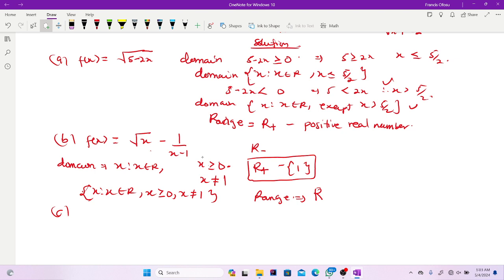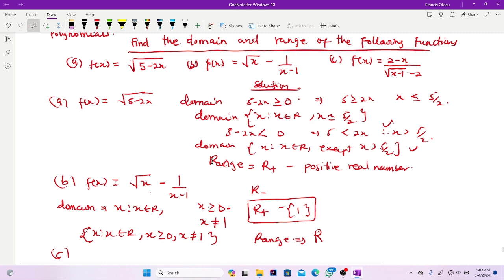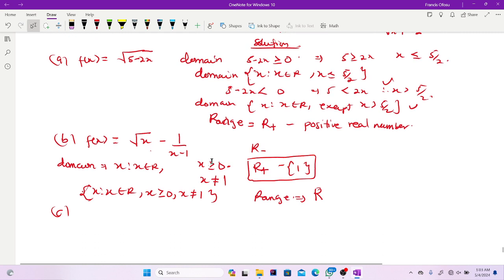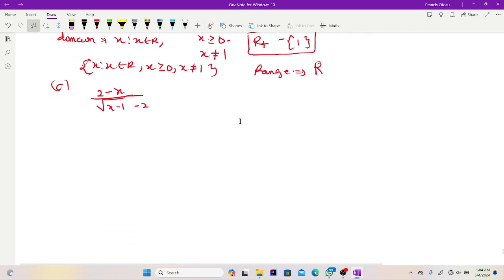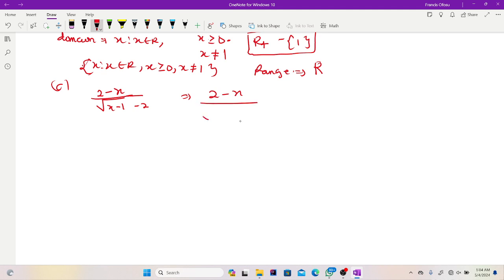The C is simply 2 minus x over the square root of x minus 1, minus 2. So this is a more critical one, which you need to analyze. So let me rewrite this clearly here. 2 minus x over the square root of x minus 1, then minus 2 here.